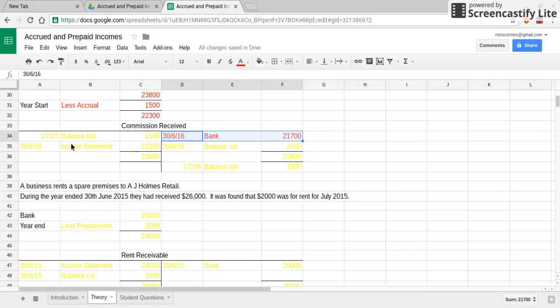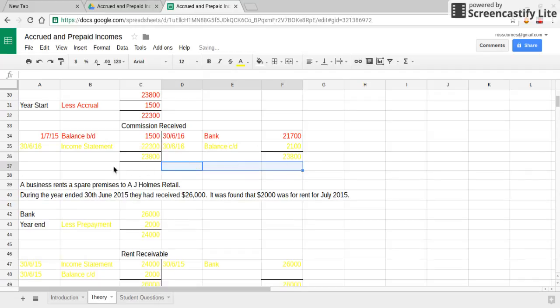21,500. Okay, we know that the opening balance was on the debit side because we did the previous accounts, but also that 1,500 is money owed to the business at the start of the year, and therefore at the start of the year that was going to be an asset. And then at the end of the year, okay, we know that we added 2,100 onto the income, so therefore it's got to go on the same side.